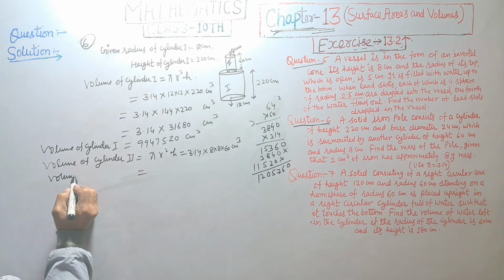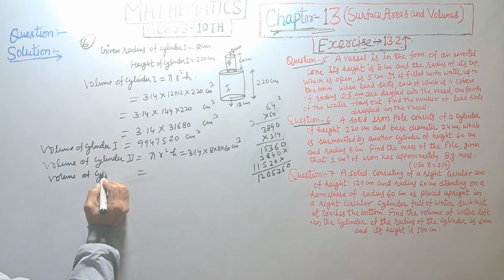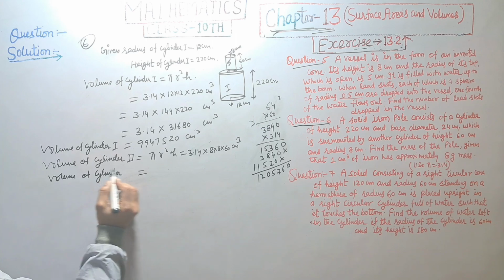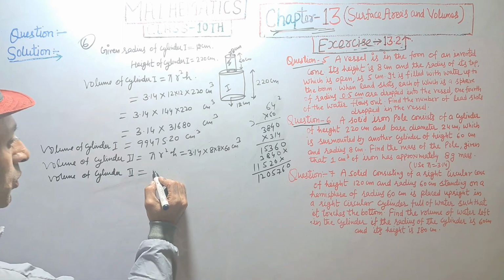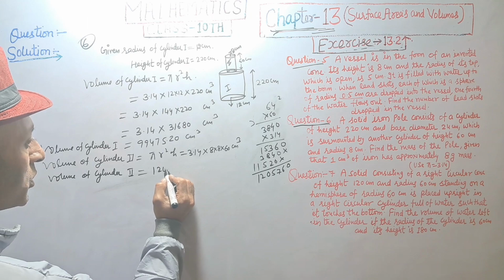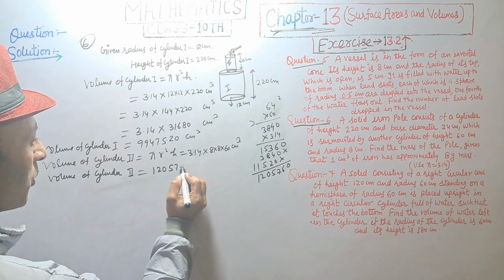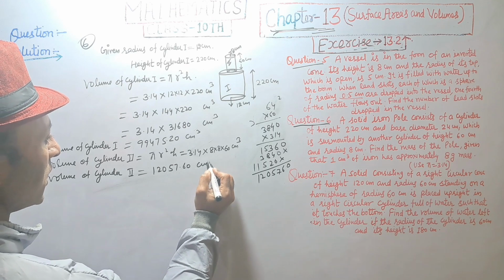Volume of cylinder 2, that is equal to 12057.60 centimeter cube.